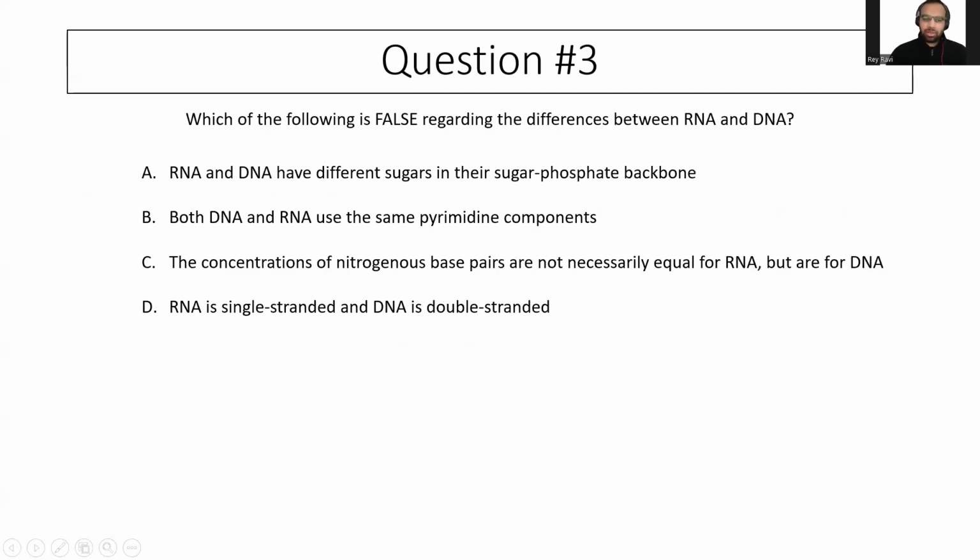Question 3: which of the following is false regarding the differences between DNA and RNA? For this question, we have to think back to our discussion of how these differed. RNA and DNA certainly have different sugars in their backbones, and while RNA is single-stranded, DNA is double-stranded. Due to that latter fact, the nitrogenous base pairs are not necessarily equal for RNA. So by process of elimination, and knowing that RNA uses uracil and not thymine, both of which are pyrimidines, the answer is B.